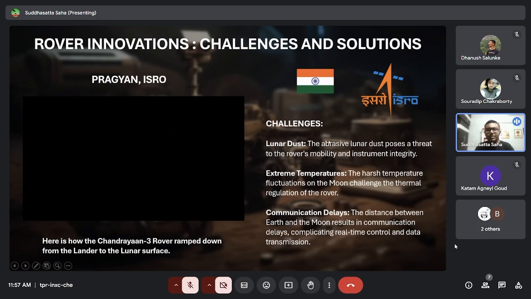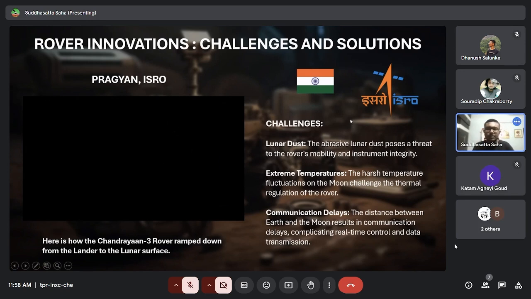So the challenge of this Pragyan rover in particular was the lunar dust, which means that it will cause wear and tear, and it will also put up a tough fight to the durability and resilience aspects of the rover. Lunar dust has this abrasive nature of destroying any sort of apparatus which is deployed on the moon, and this also affects the integrity of the instruments which are there.